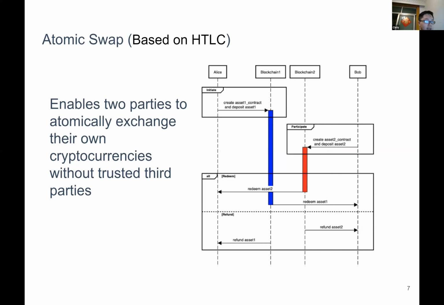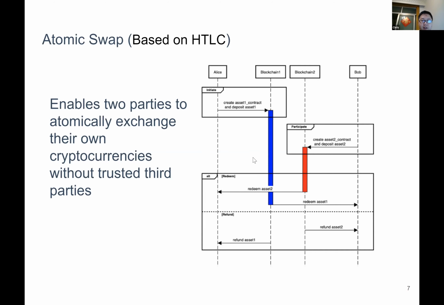Then, once Alex sees this transaction sent by Bob on blockchain 2, she can redeem asset 2 on blockchain 2, because these two transactions use the same hash lock. That means the pre-image of these two transactions' hash locks is the same. So Alex actually knows the pre-image of this transaction's hash lock.